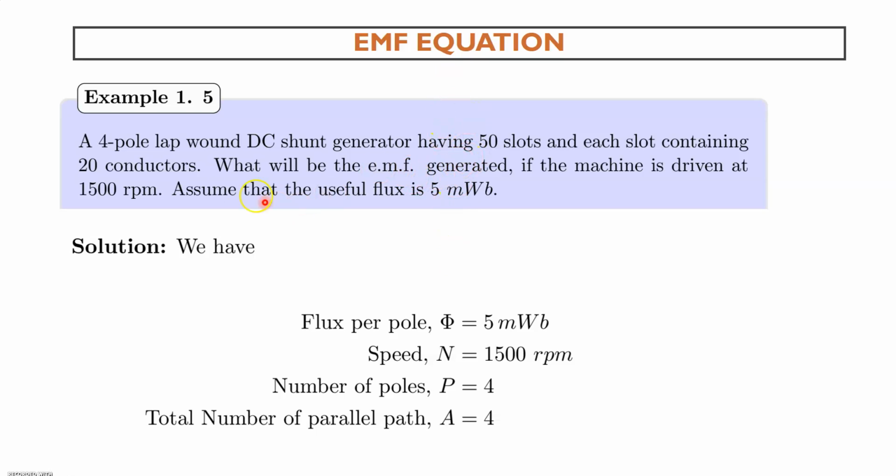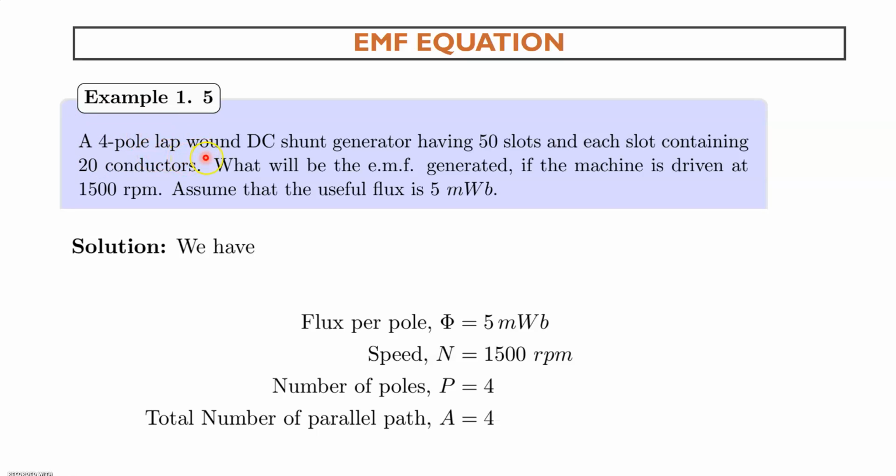Now a problem. A 4-pole lap wound DC generator has 50 slots and each slot contains 20 conductors. What will be the EMF generated if the machine is driven at 1500 RPM, assuming that the useful flux is equal to 5 milliweber? So in this problem, we have the value of flux per pole, that is, φ is equal to 5 milliweber. It's given that speed is equal to 1500 RPM. We know the value of φ, we know the value of N. It says a 4-pole machine, that means the number of poles P is equal to 4.